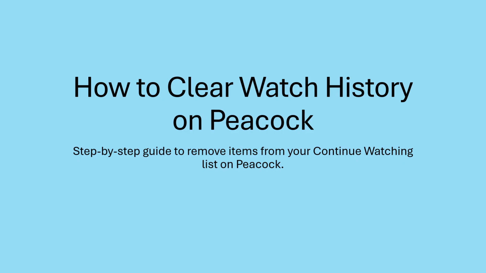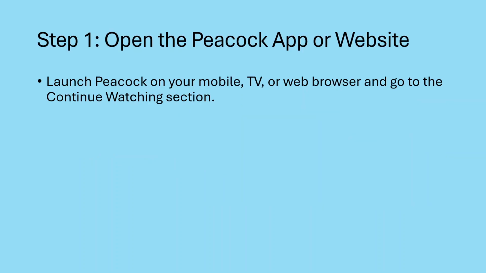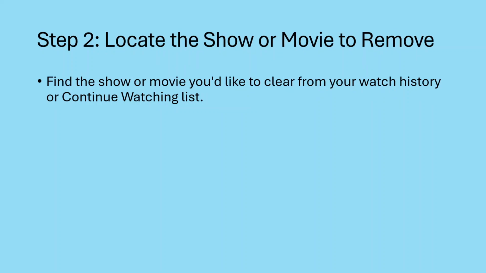In this video, I'll show you how to clear your watch history on Peacock. Step 1. Open the Peacock app or website. Launch Peacock on your mobile, TV or web browser and go to the Continue Watching section. Step 2. Locate the show or movie to remove. Find the show or movie you'd like to clear from your watch history or continue watching list.